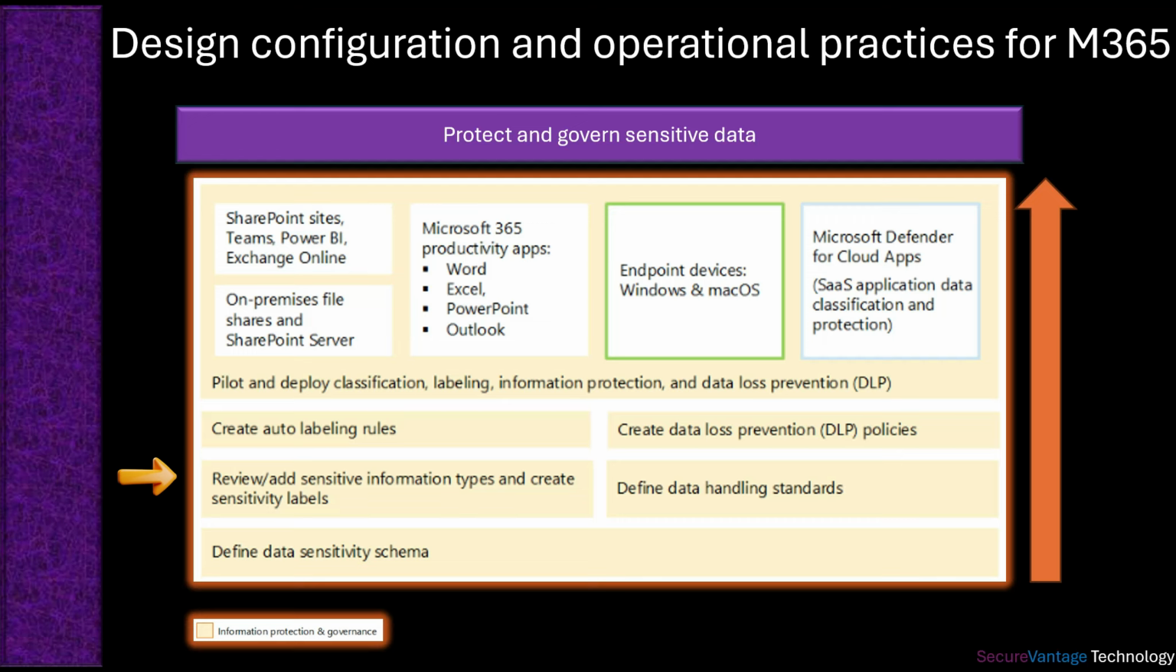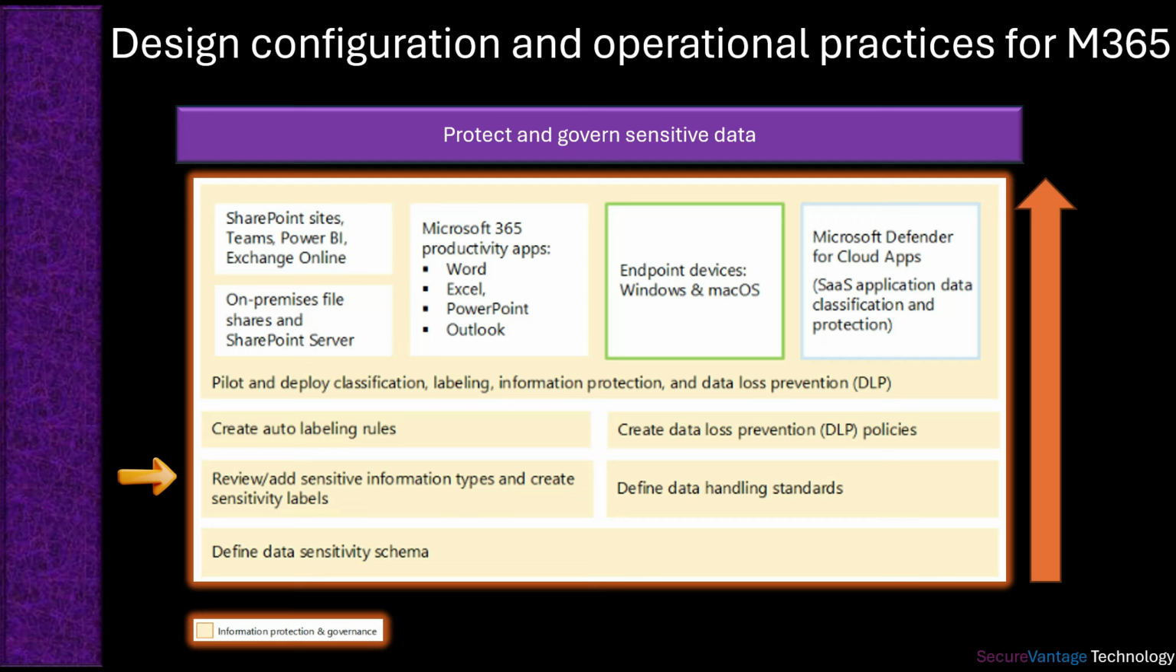Sensitive information types and sensitivity labels are key components for classifying and protecting data. You review existing sensitive information types in Microsoft Purview Information Protection, such as credit card numbers, social security numbers, or health records. If necessary, create custom sensitive information types to match your organization's unique data protection needs. You create sensitivity labels in Microsoft Purview that correspond to the sensitivity labels defined in your schema.